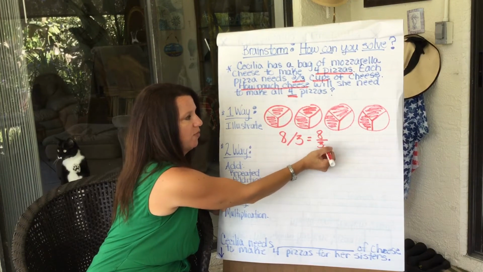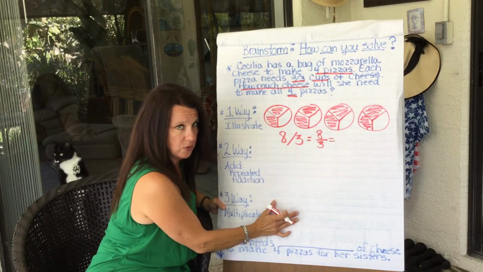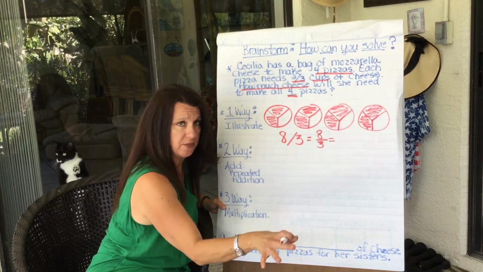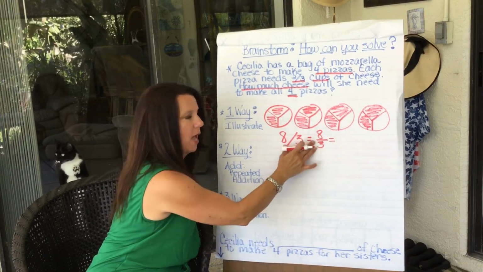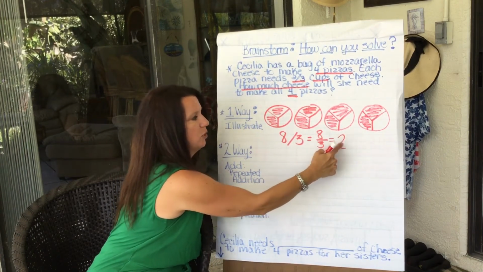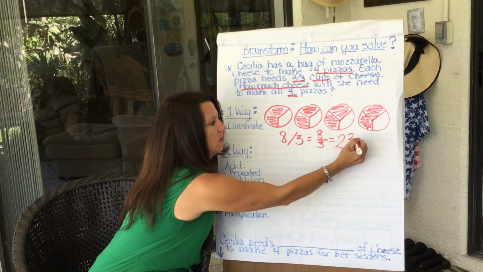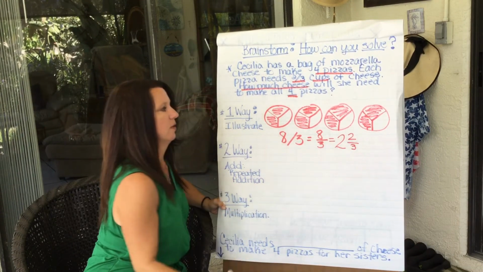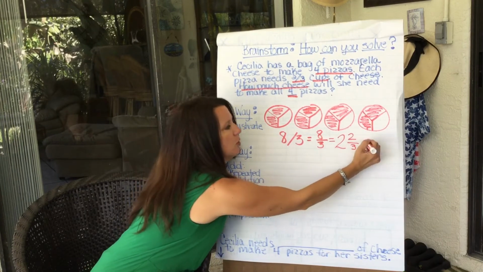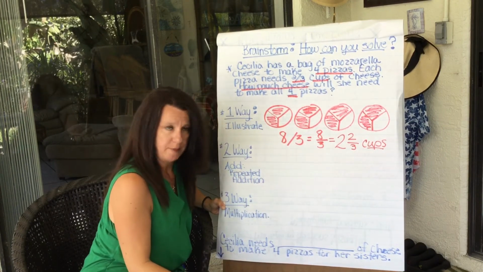Or you can just divide 3 into 8. Now, I know my multiplication facts. Remember, multiplication is the opposite of division. 3 goes into 8, how many times without going over? Twice. 3 times 2 is 6. Okay, so I'm going to minus 6 from the 8, and that gives me 2 and 2/3. So she's going to need 2 2/3 cups of mozzarella cheese for her pizza.